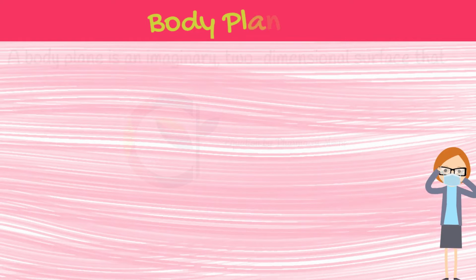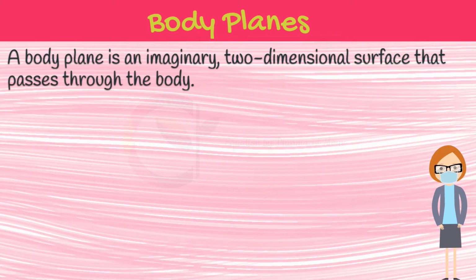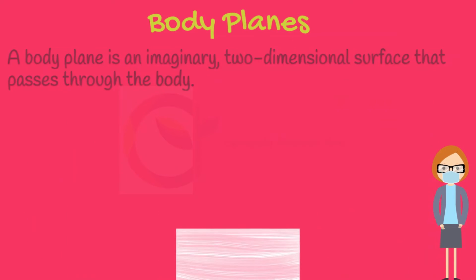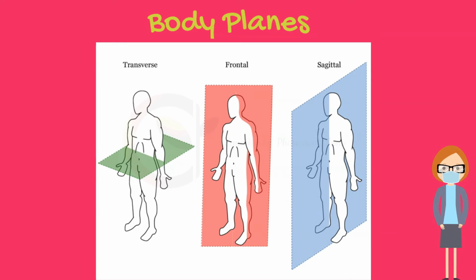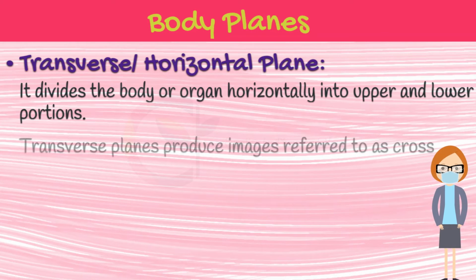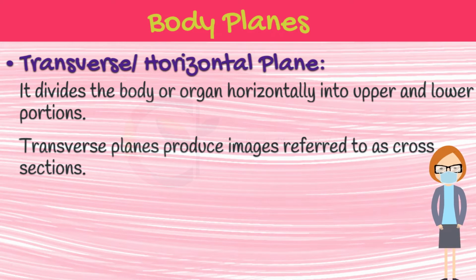What are different body planes? Let's discuss. A body plane is an imaginary, two-dimensional surface that passes through the body. There are three planes, commonly referred to in anatomy and medicine, as demonstrated in the figure. We will discuss them one by one. First one is transverse or horizontal plane. It divides the body or organ horizontally into upper and lower portions. Transverse planes produce images, referred to as cross-sections.